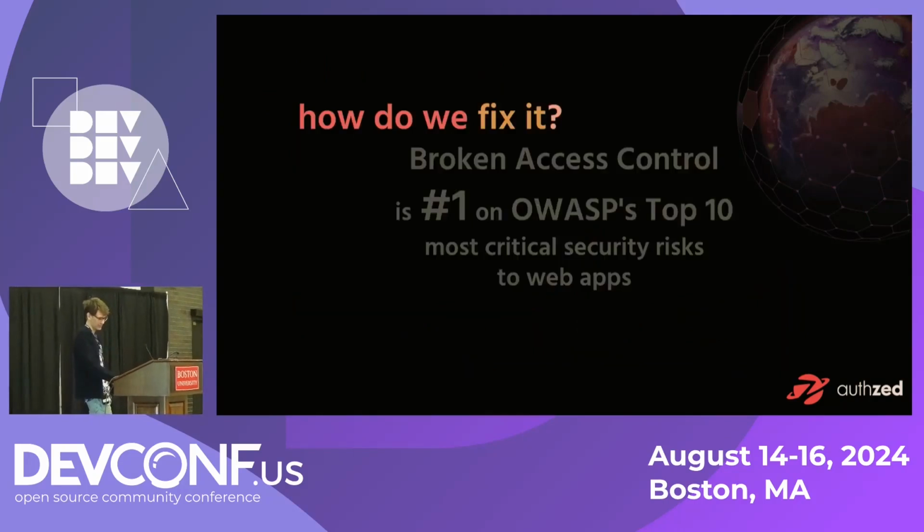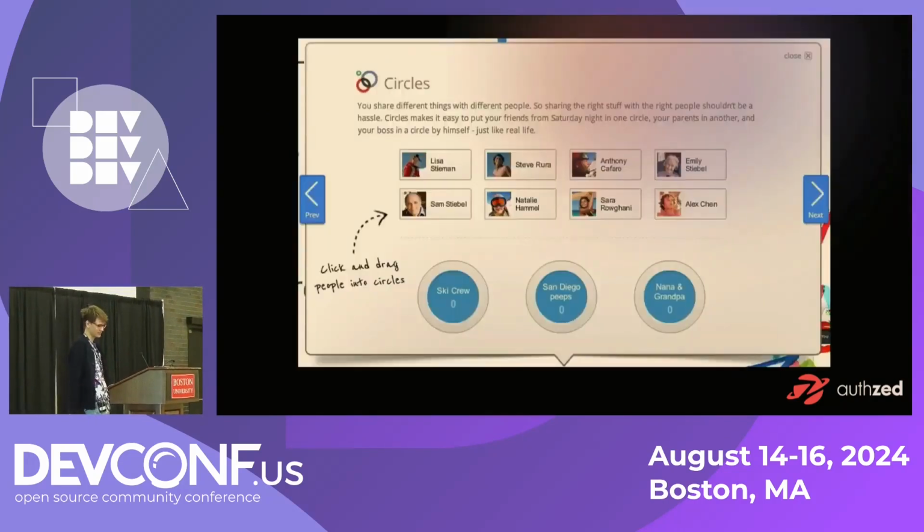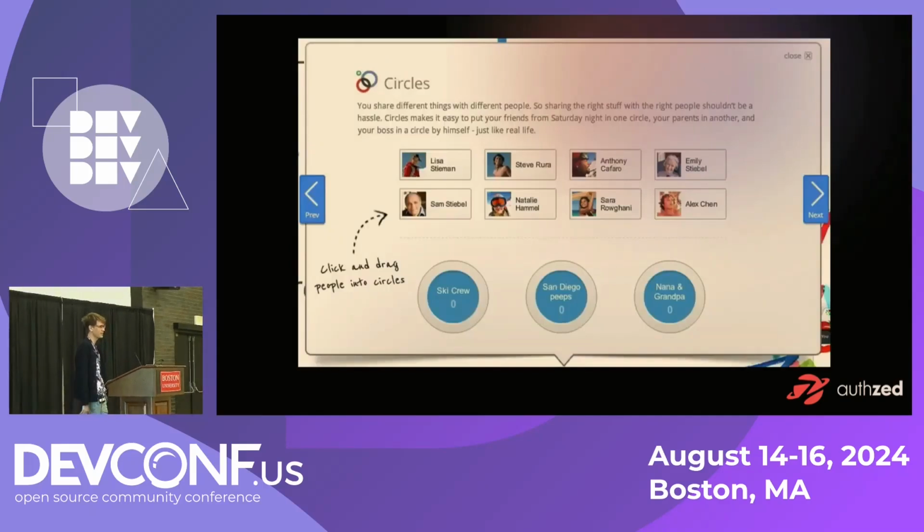All right, so how do we fix it? And I think heroes come in mysterious places. Does anyone remember what this is? Does anyone know what this is? Just shout it out if you know.